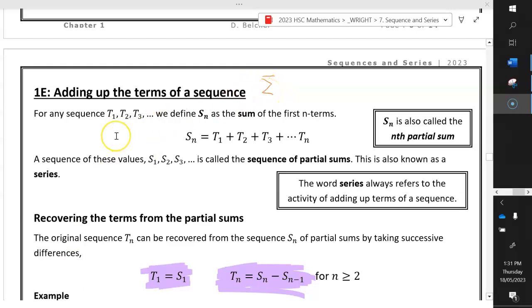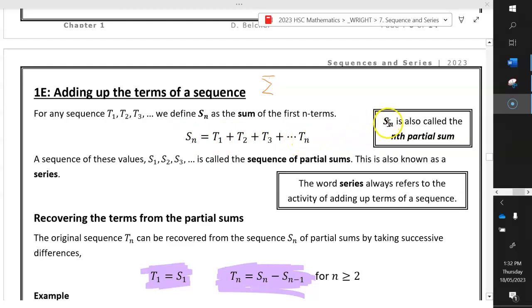So for any sequence, T1, T2 and T3, etc., we define S of n, with S as the sum, as the sum of the first n terms. So the sum of a sequence that goes up to n terms would be written as S sub n, or sum to n of all our terms added up. So term 1, term 2, term 3, all the way up to term n.